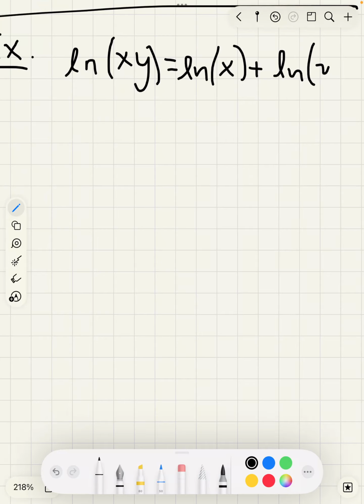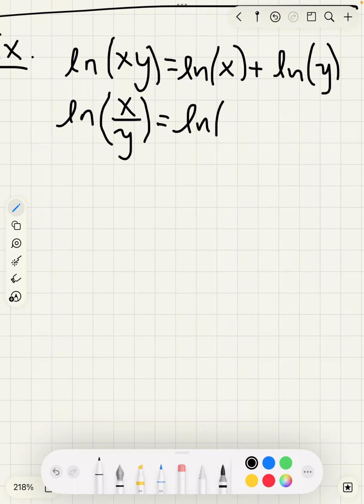That's one of our properties. Another property is that if I take the log, and again I could use any base, ln just means I'm using the base e, which is Euler's number, which has a value of about 2.718. If I take the log any base of x divided by y, something divided by something else, I can write that as the log same base of the numerator minus the log same base of the denominator. That's another log property.